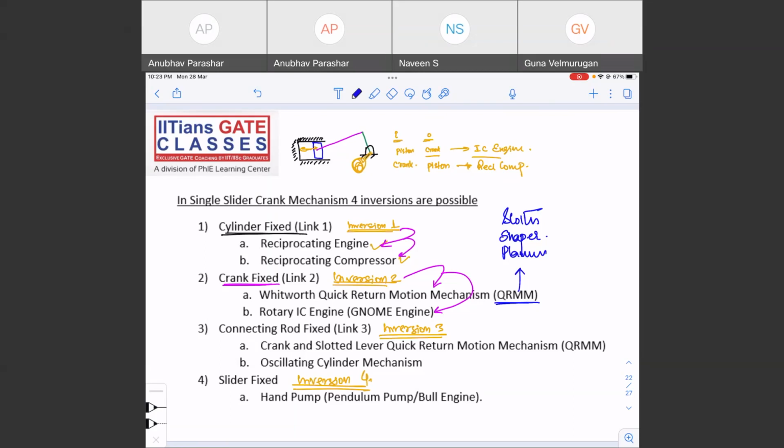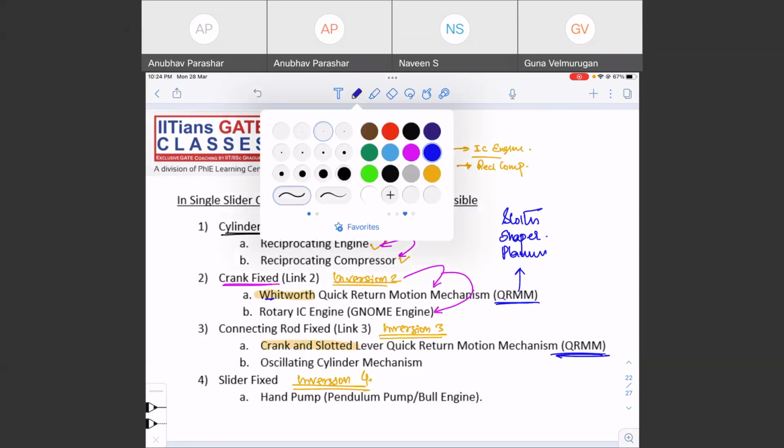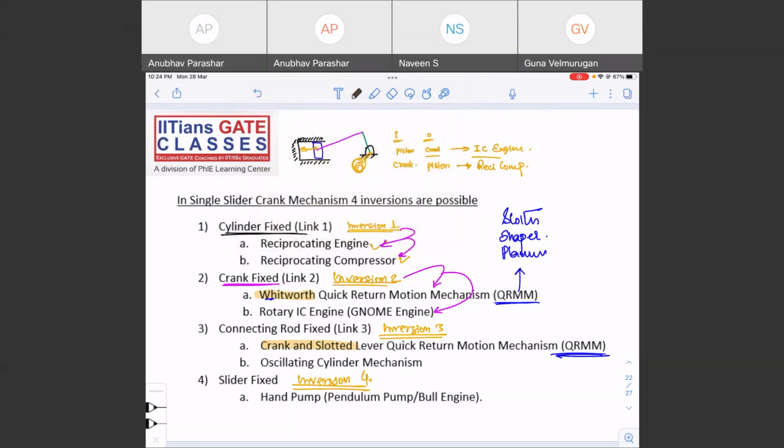And there is one more quick return motion mechanism, that is when you fix the connecting rod, that is known as crank and slotted lever. The first one is Whitworth, then we have crank and slotted lever. The second one is more popular, more used. We'll not go into the construction, it will take a hell of a lot of time.